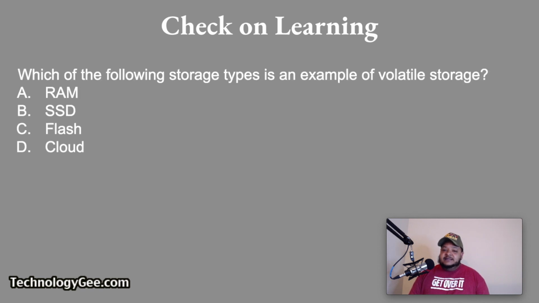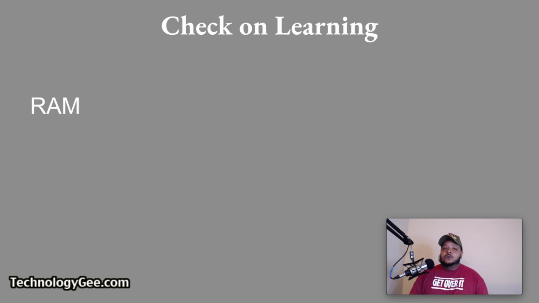Remember, volatile storage requires the machine to be turned on in order to temporarily store data or other processes that are associated with whatever program that you're running. The moment the computer turns off, the data that's stored in that RAM disappears, which is why it's called volatile. And it will be RAM.